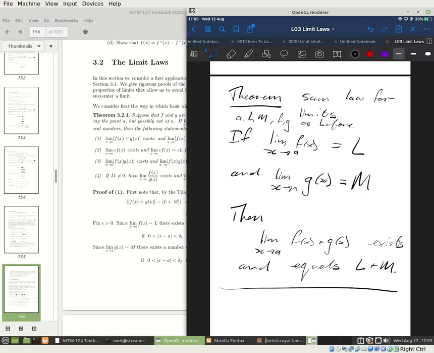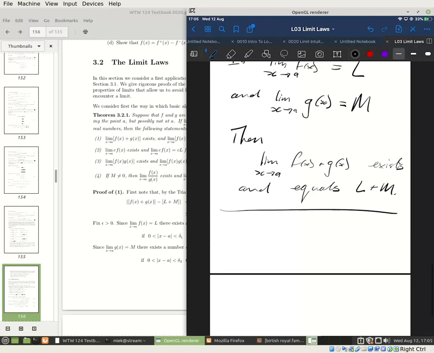So now let us prove the sum law for limits. So let A, L, M, f and g be as before, and we want to prove: if the limit as x tends to a of f of x is equal to L and the limit as x tends to a of g of x is equal to M, if that is the case, then the limit as x tends to a of f of x plus g of x exists and is equal to L plus M. Okay, so we want to prove this.